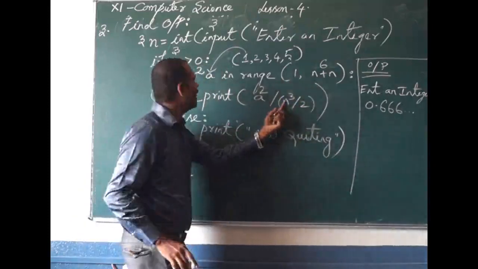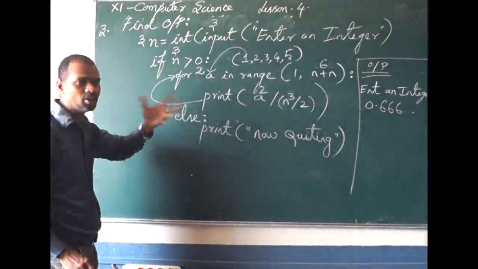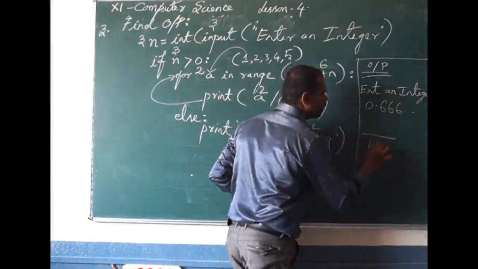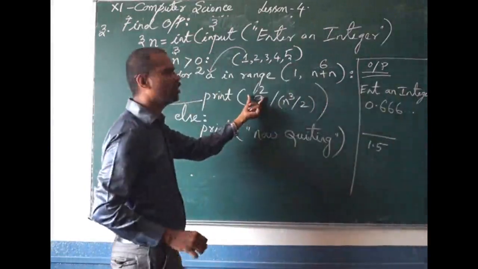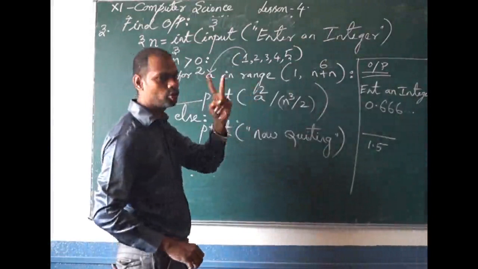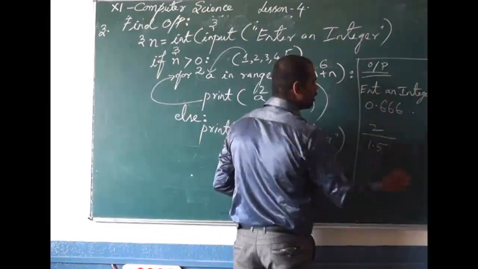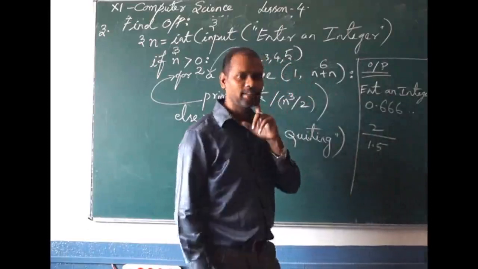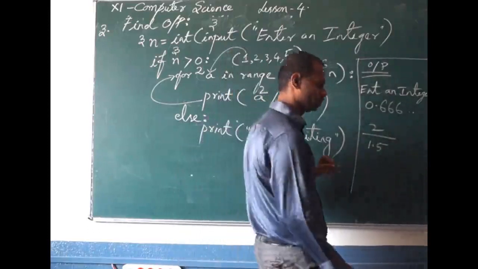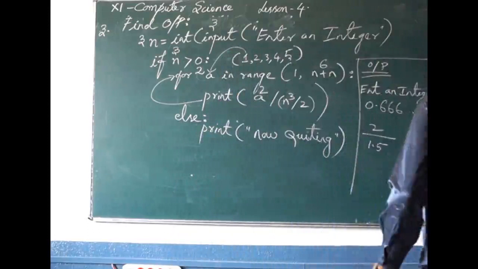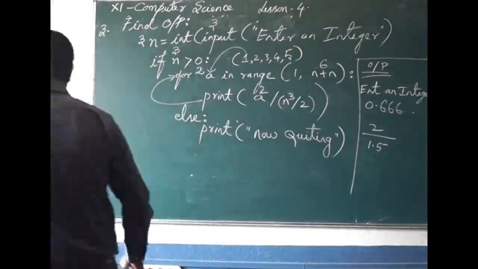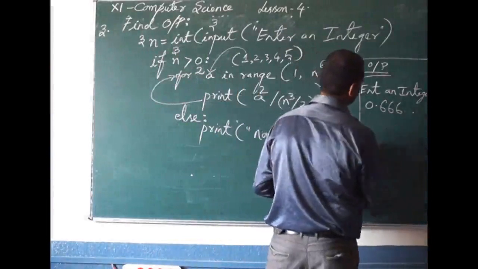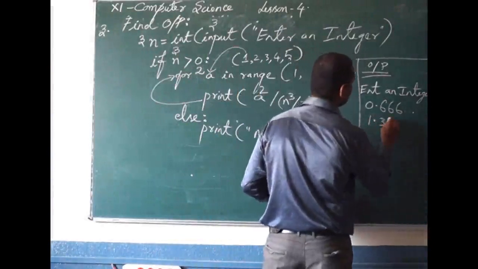So the denominator is always 1.5. Why? Because N's value is not changed. So 3 by 2, the denominator is always 1.5 only, no doubt. For the numerator it is 2. So 2 by 1.5, if I calculate in my brain, I think the answer is 1.333.